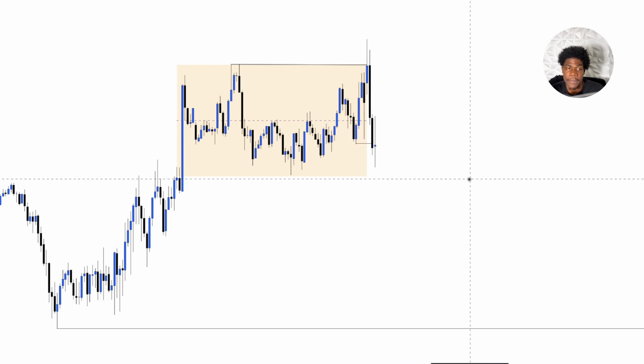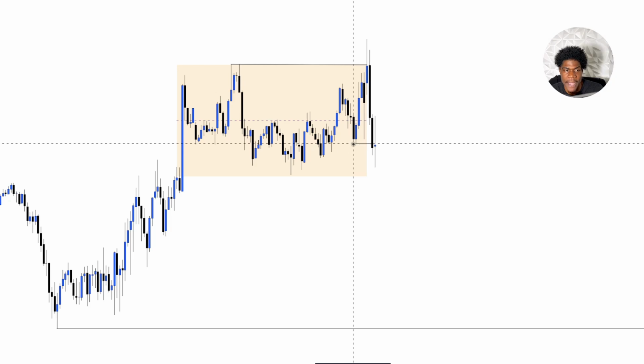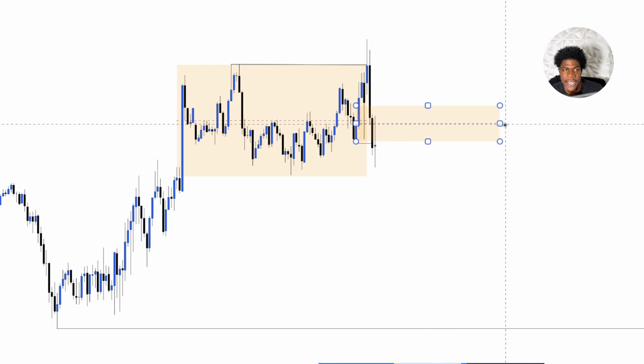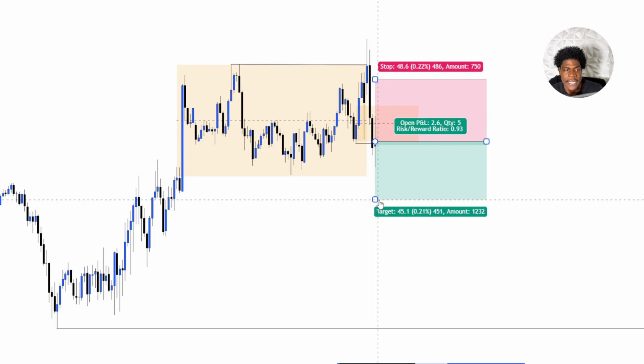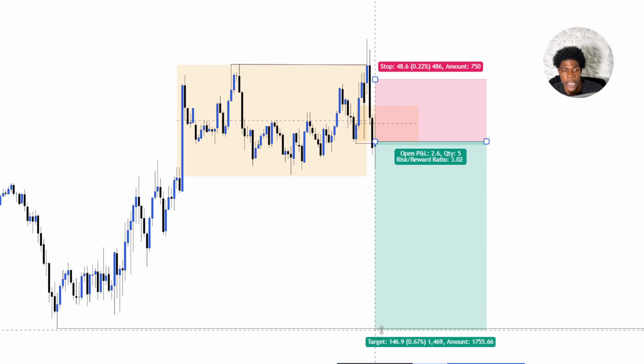And the third thing I'm looking for is an entry. I'm trying to find a breaker block or a fair value gap. You see that price left us this zone right here, this demand zone that got broken. I can just grab my entry right at this old zone right here, my stop loss at the old highs, and I'm targeting prior old lows. Perfect.